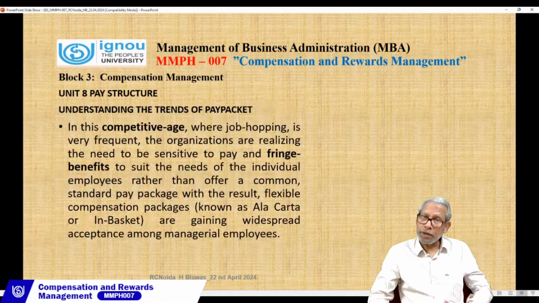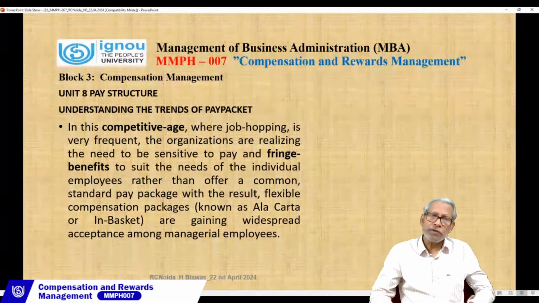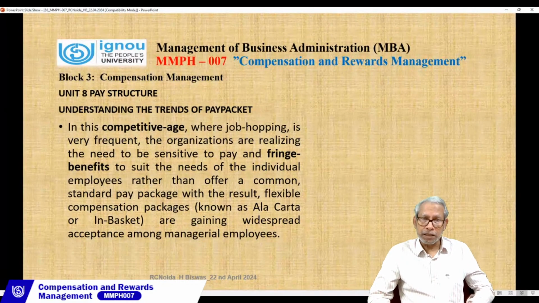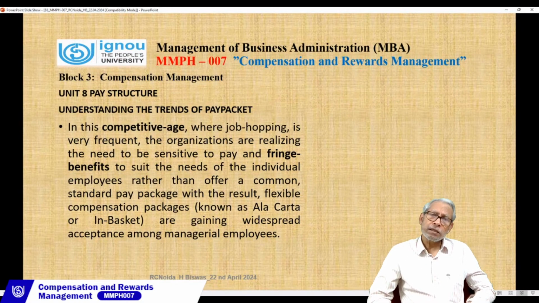Now, the competitive age. In these times, job hopping is very frequent. Organizations are realizing the need for incentives and fringe benefits, because most companies are now thinking that our employees should be happy. That is the first priority. They are giving some flexible timings: okay, you can come at 8 a.m. and work until 2 p.m.